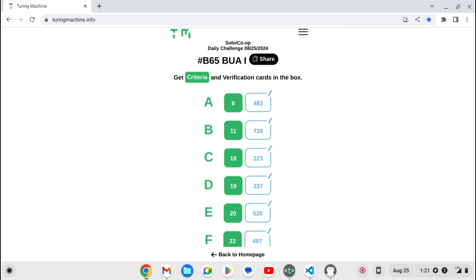Let's begin. Today is August 25th, 2024, and we're solving the Daily Turing Machine Puzzle.